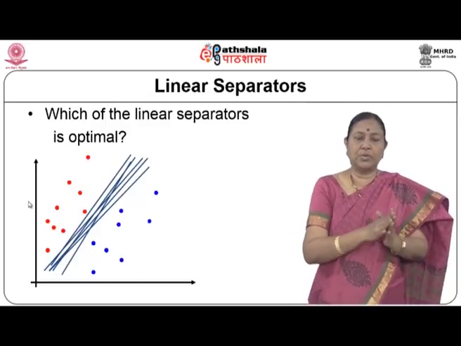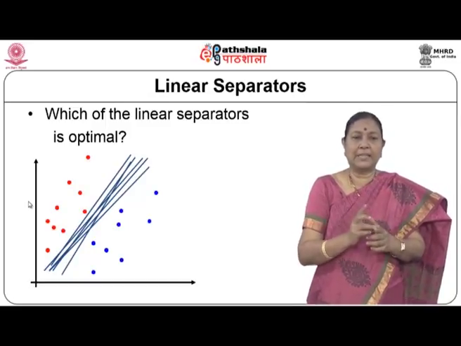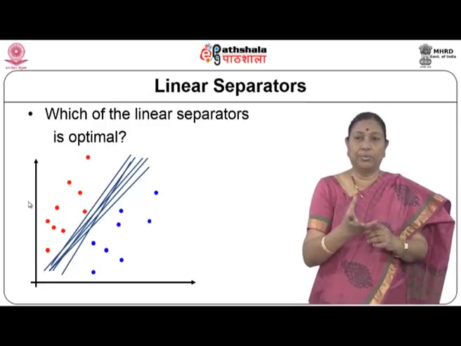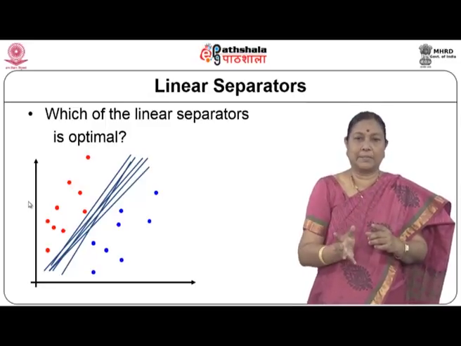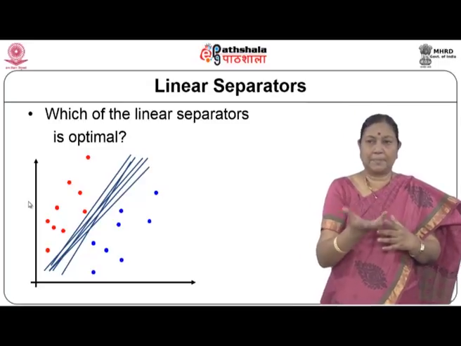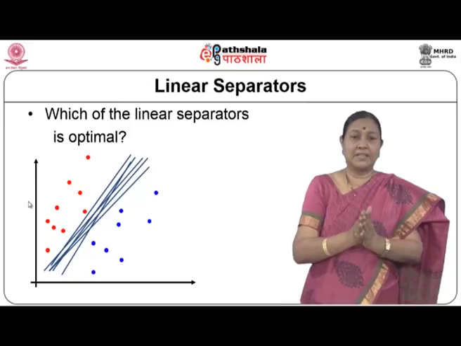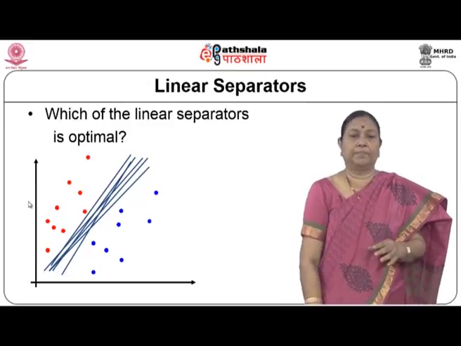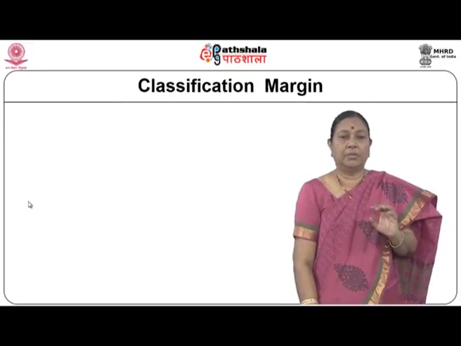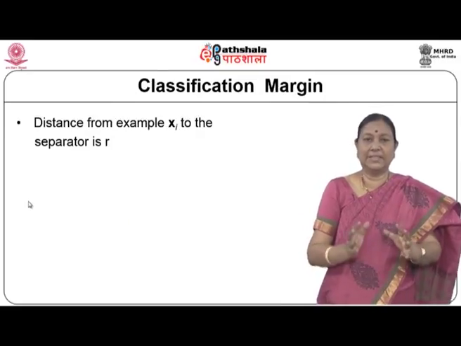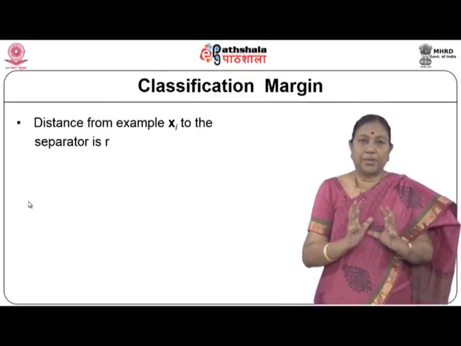Here you have two classes, red and blue, and you can see that there are so many lines you can use to separate these two classes. We always represent it using a linear 2 dimension, but please note this can be any m dimension. Now, let us look at the classification margin, which is the crux of the support vector machine.